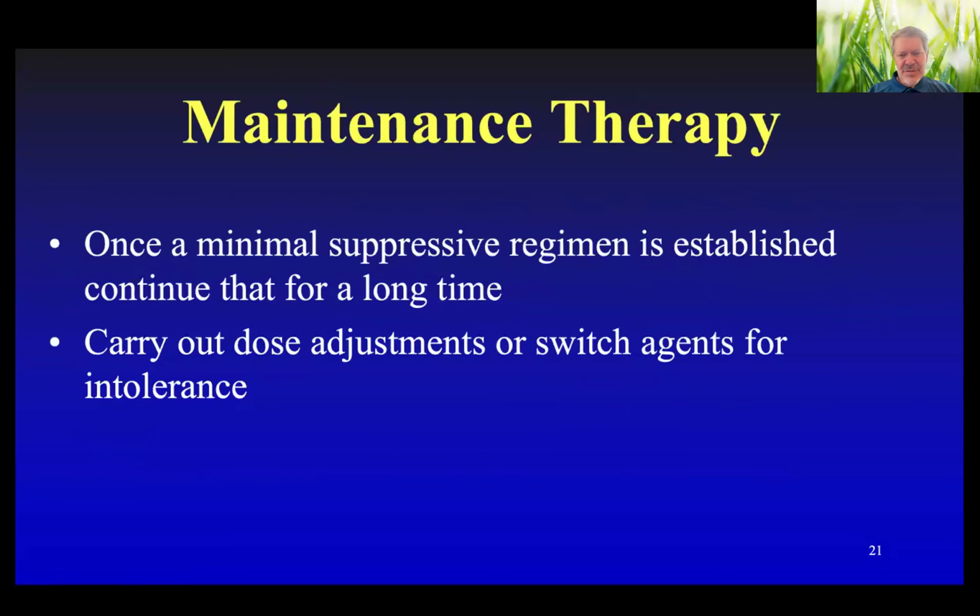Once a successful minimal suppressive regimen is established, we should continue that for a long time. We don't have very much detail about the remission of uveitis, only with intermediate uveitis and chronic anterior uveitis, but the remission rate is not high, neither for anterior scleritis. And so we probably want to continue at least 2 years, and we may have to carry out dose adjustments. If we start with a higher dose, we may need to reduce the dose in some patients or switch agents if they just don't tolerate it.